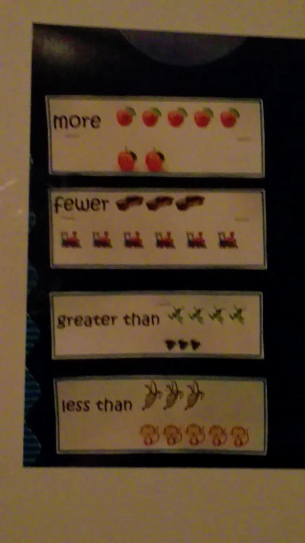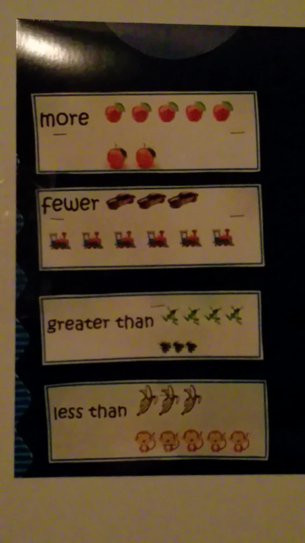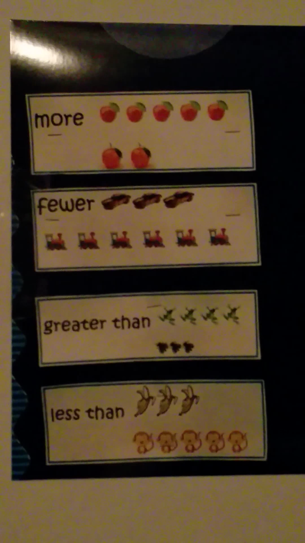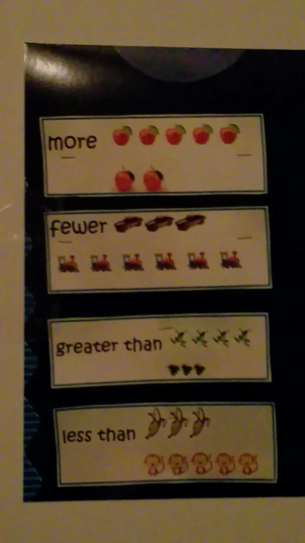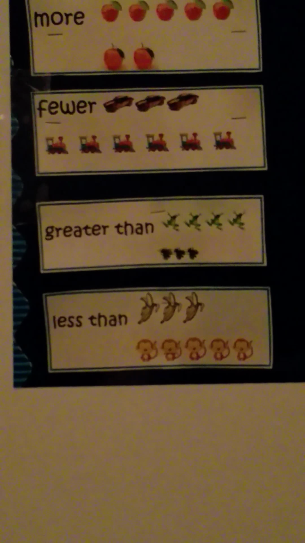Here we have more. How many oranges do we have? On top, 1, 2, 3, 4, 5. How many are on the bottom? 1, 2. Which one has more? And you can continue these questions.